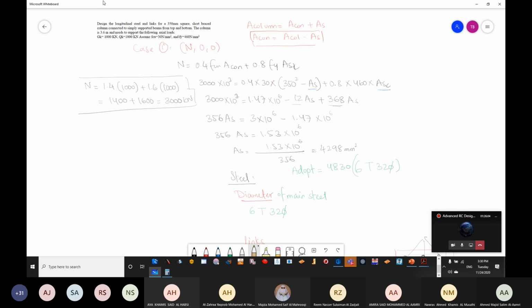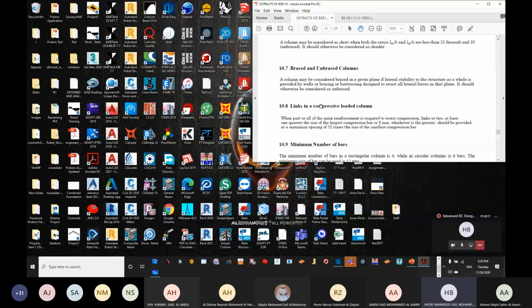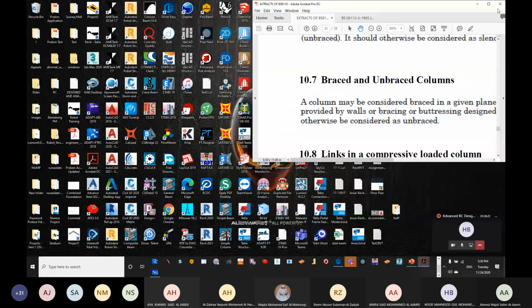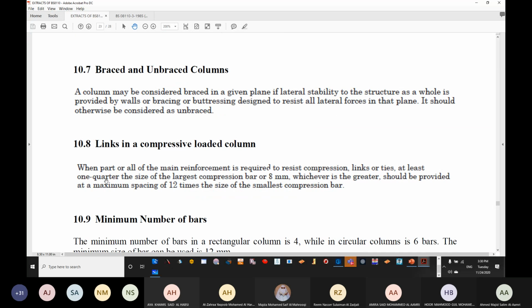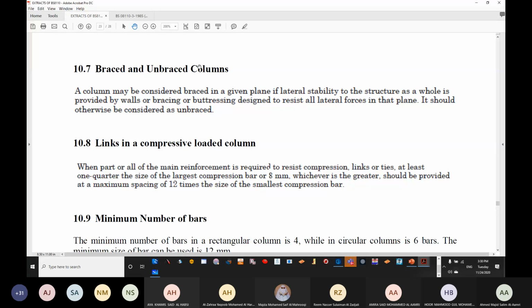Sir, I have a question. Yes. Sir, the diameter which you calculated, 1/4 into the 32. Is 1/4 the rule? Yeah, it says so. I have shown you the code. The code says 1/4 the size of the largest compression bar. Yeah, I got it.